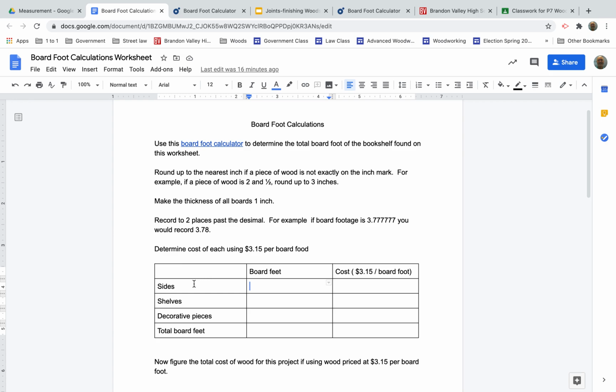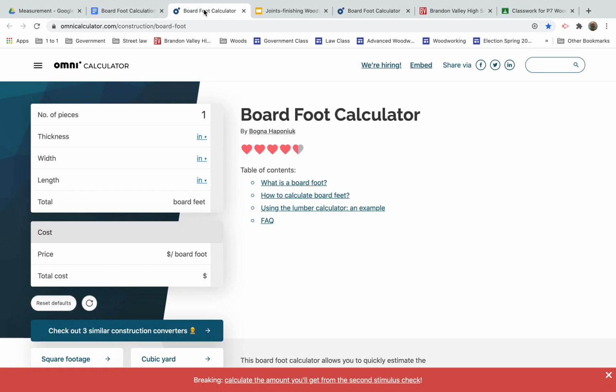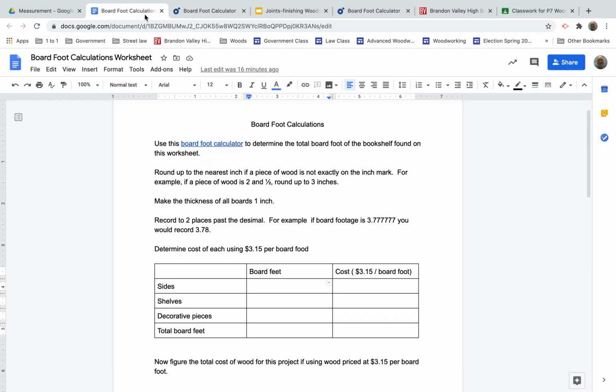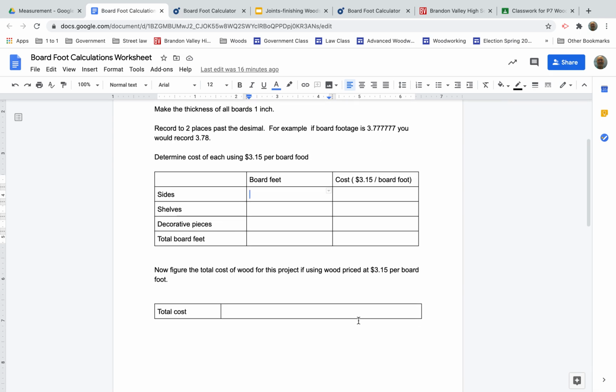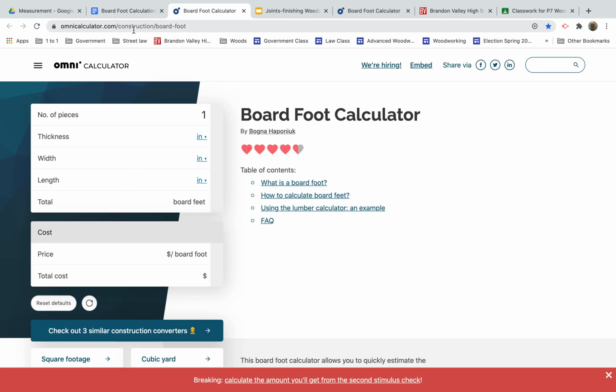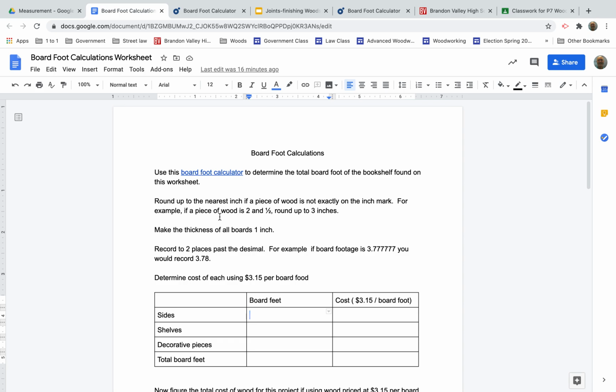Remember, there are 2 sides, so when you do this, you have to have the number of pieces as 2. The thickness is 1 inch, and then you just fill in the formula here and figure out the cost. Then you'll do the same thing for the shelves. There are 3 shelves and 2 decorative pieces. Then we'll get the total board feet and then the total cost. I know that's the same here, but we'll put it down here as a total cost again. So determine the board footage of this particular project.